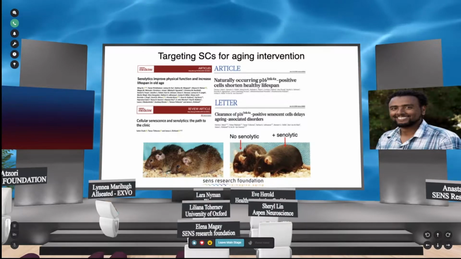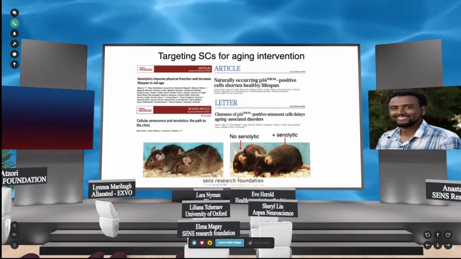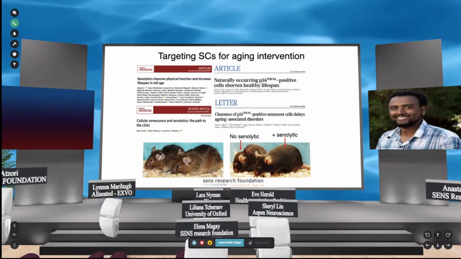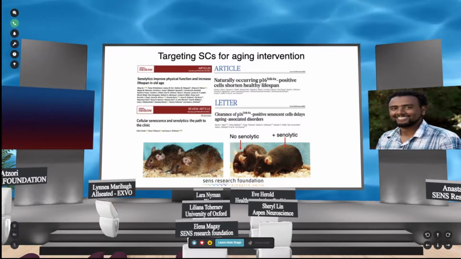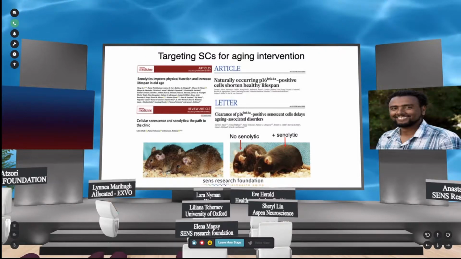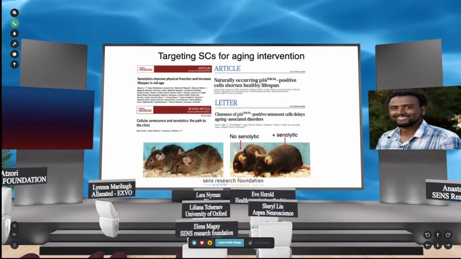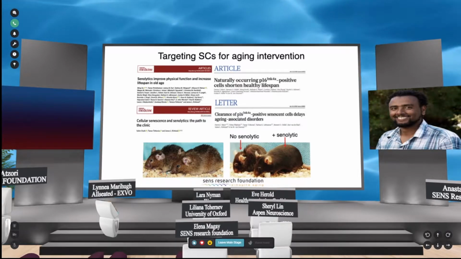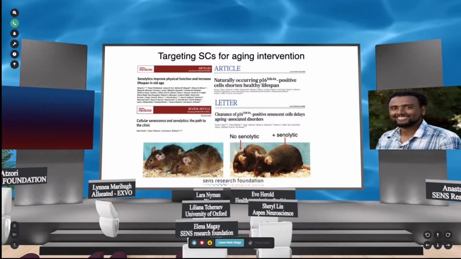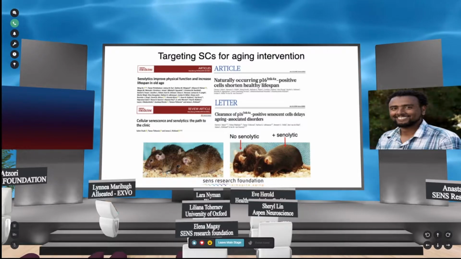And for this, it has already been shown that either using a genetic approach, for example, by targeting p16 positive cells, even though we know that this is not really a specific senescence marker, or using senolytic drugs like, for example, the D and Q combination, other groups have already shown that when we remove senescent cells, it leads to a significant improvement in health span and to some extent lifespan extension.